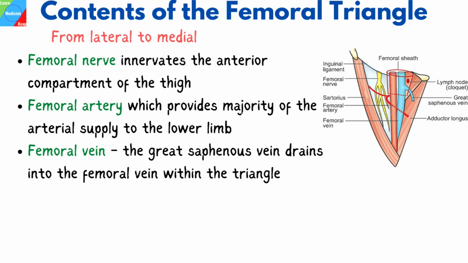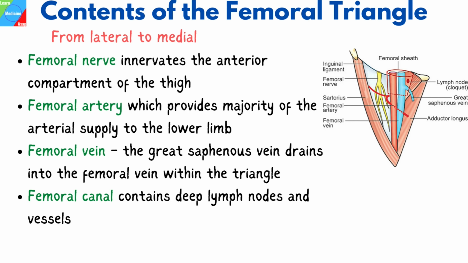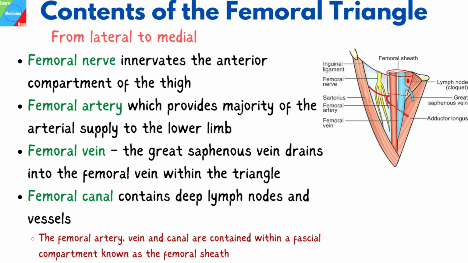The great saphenous vein drains into the femoral vein within the triangle. The femoral canal contains deep lymph nodes and vessels. The femoral artery, vein, and canal are contained within a fascial compartment known as the femoral sheath.